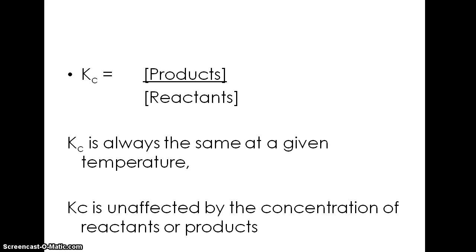So Kc is always the same at a given temperature, and it's unaffected by the concentration of reactants or products. What this means is, because Kc stays the same, if you increase the amount of reactants, then the amount of products is going to have to increase as well to compensate until the ratio of products to reactants is the same as it originally was. Likewise, if you reduce the products, then more reactants would have to convert to products to make the ratio the same. And this is the basis for equilibria that we talked about at AS level.